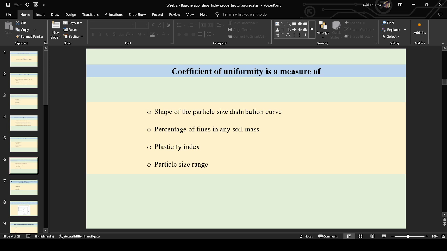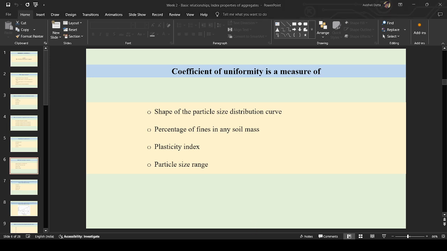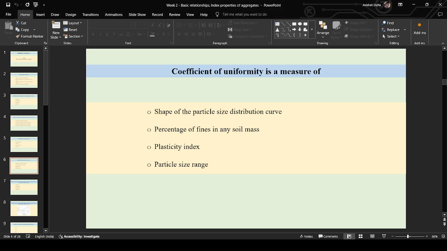I repeat the question. Coefficient of uniformity is a measure of. The options are shape of the particle size distribution curve, percentage of fines in any soil mass, plasticity index, or particle size range.